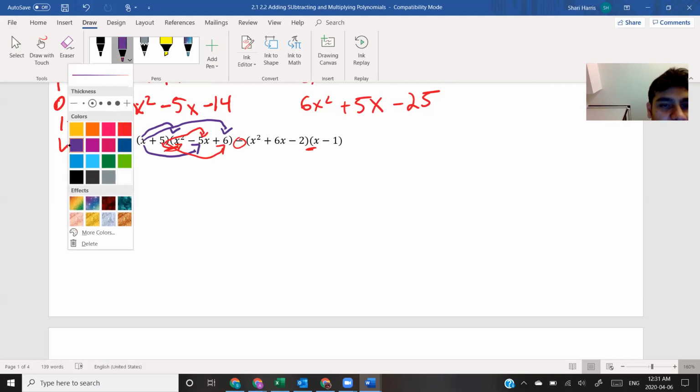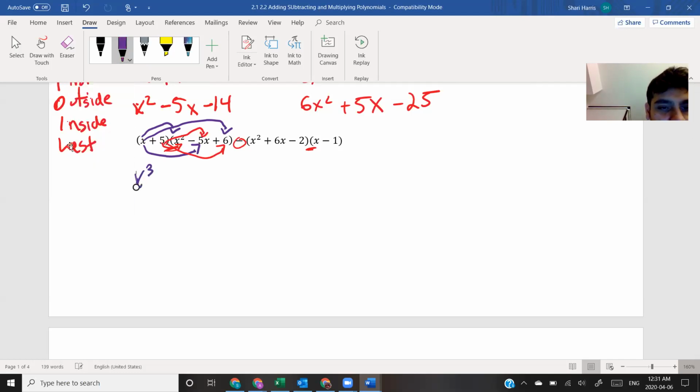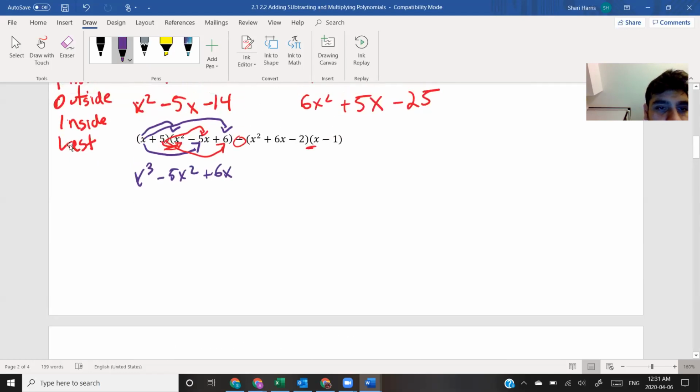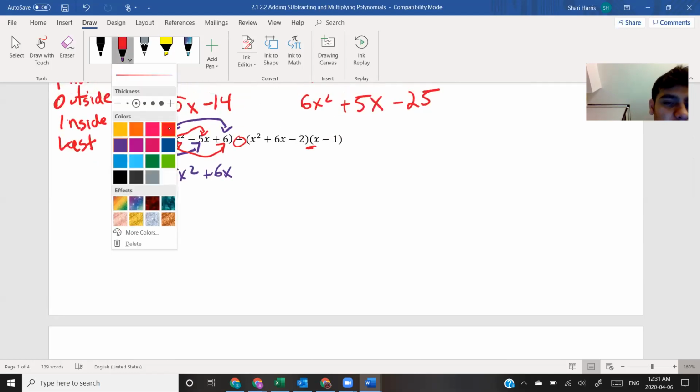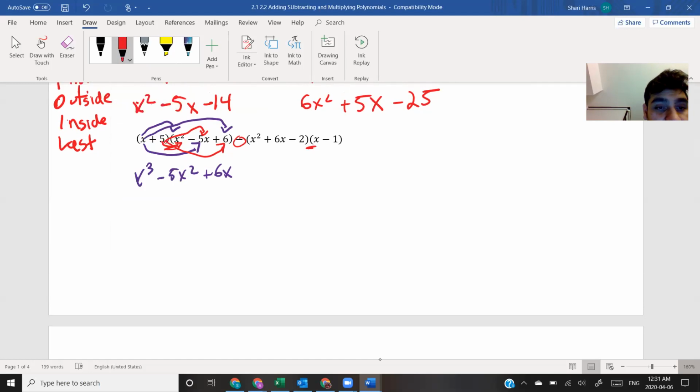So we're going to have x times x squared, which is x cubed. X times negative 5x is negative 5x squared. X times 6 is plus 6x. And then the 5 times x squared is 5x squared. 5 times negative 5x is negative 25x, and then 5 times 6 is 30.